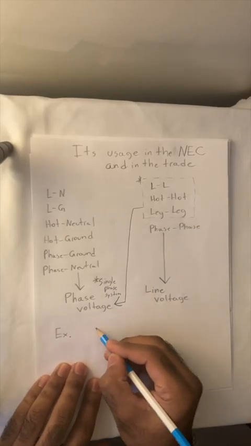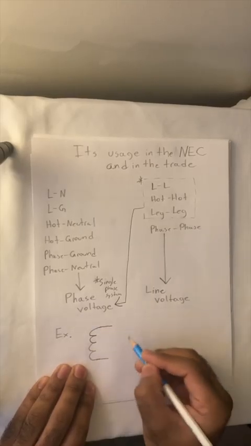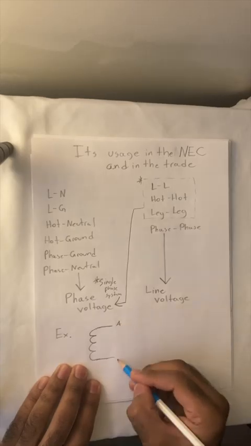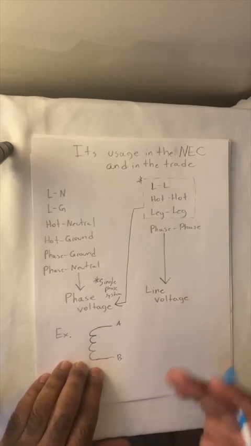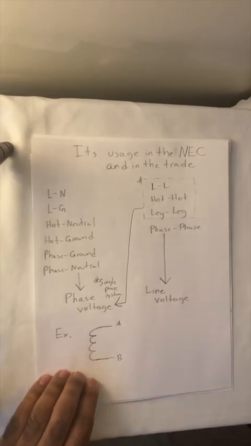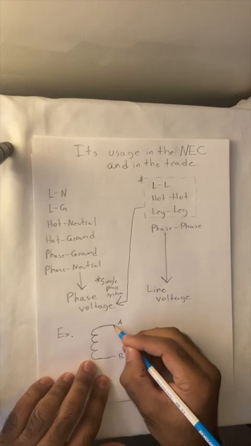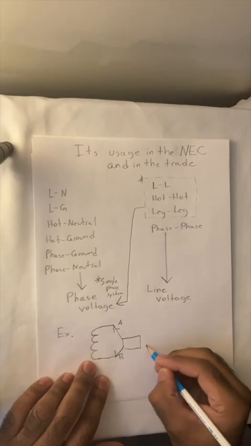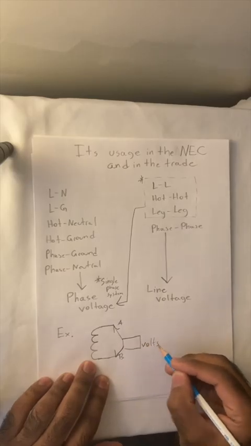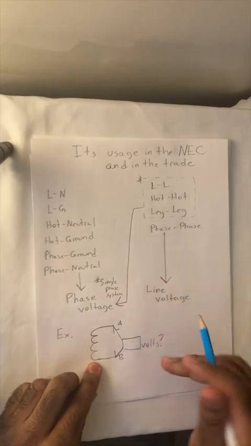For instance, say that we have a single phase system. If we consider this A and we consider this B, when we test between these 2 points, as we discussed previously, what is being read? The volts that are being read, what are they? It is the phase voltage.